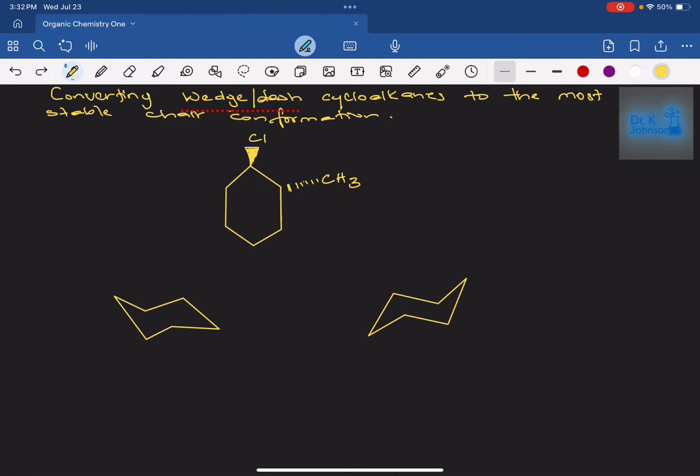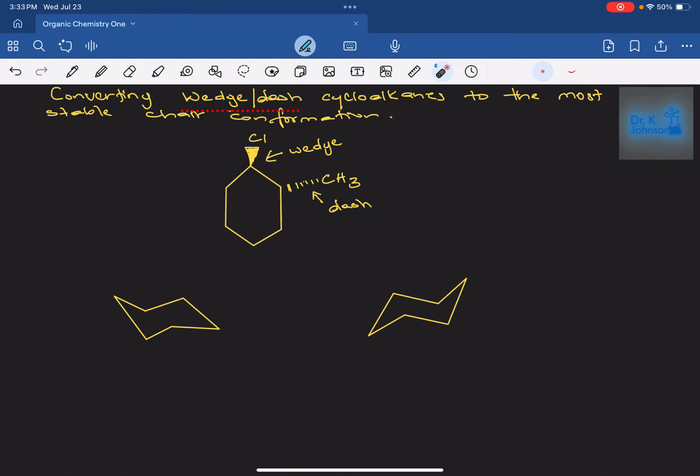Let's talk about how to convert cyclohexane that is drawn as this. It is really a 3D representation because the chlorine is wedge. This is called a wedge. So this right here is wedge and it's a bond, right? So the bond is wedge instead of just being a single line. This is dash. So the bond is these dash lines instead of just being a single line.